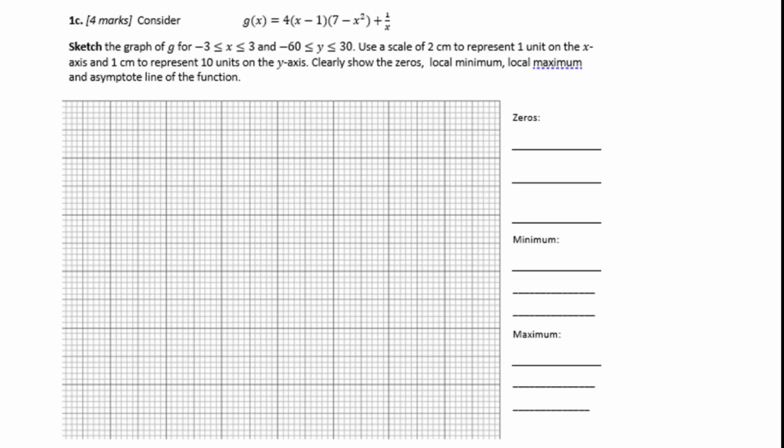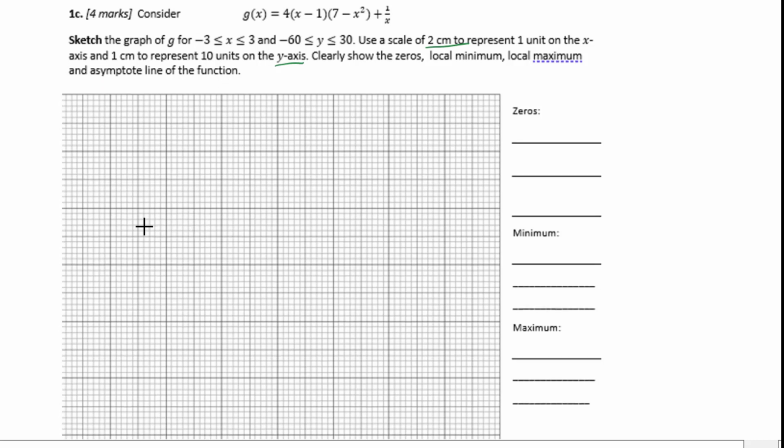Let's go to 1c. Consider g of x equals 4 times (x minus 1) times (7 minus x squared) plus 1 over x. Sketch the graph of g for x greater than or equal to negative 3, less than or equal to 3, and y is greater than or equal to negative 60, less than or equal to 30. Use a scale of 2 centimeters to represent 1 unit on the x-axis and 1 centimeter to represent 10 units on the y-axis. Clearly show the zeros, local minimum, local maximum, and asymptote line of the function.